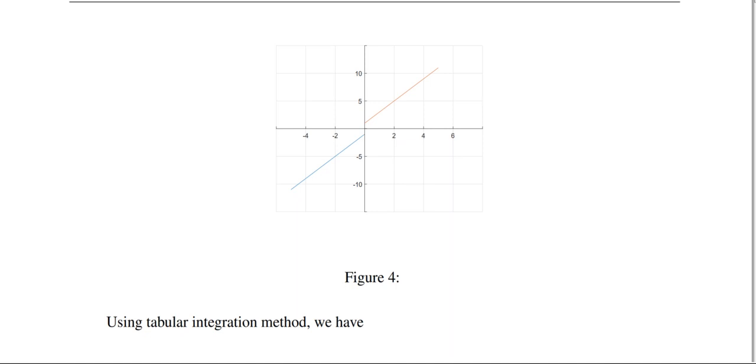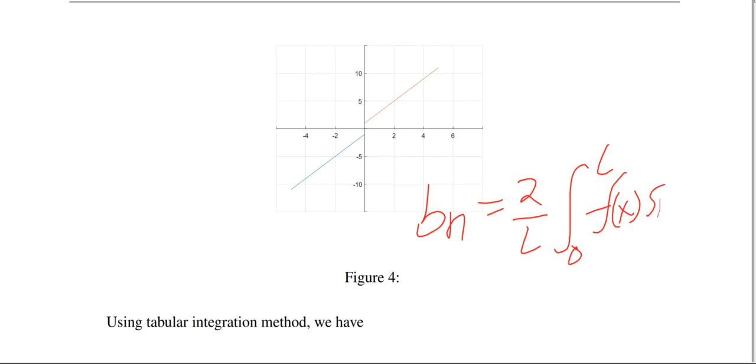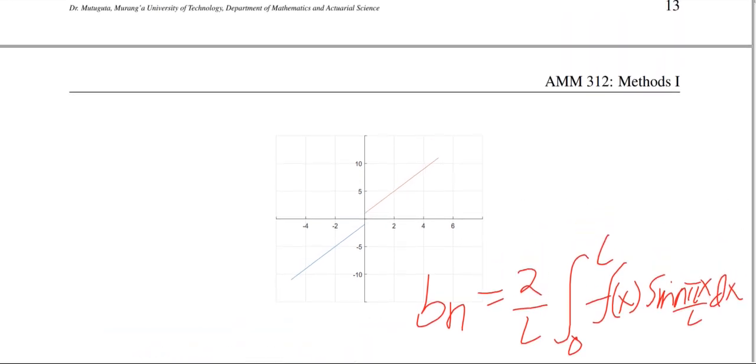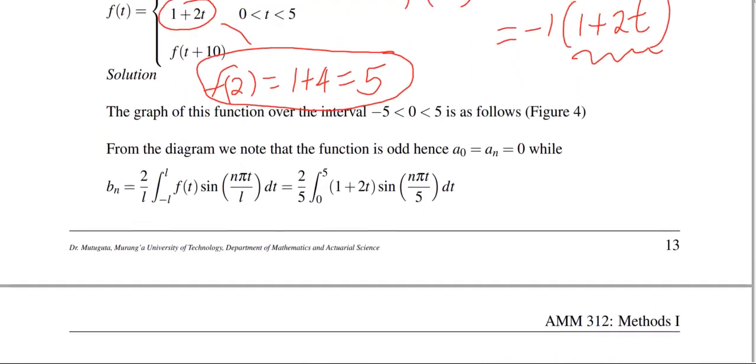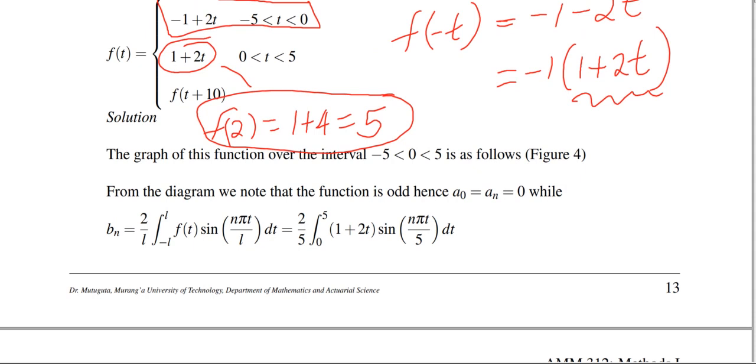And once we know that the function is odd, then we will know that a0 and an are both 0. So the only thing we need to find is bn, which is 2 over L, integral from 0 to L, f of x, sine of n pi x over L dx. The variable in our case is t, so we shall replace x with t. And notice that the period is 10, so L is 5. So we shall only need to integrate from 0 to 5. And between 0 and 5, the function is 1 plus 2t.